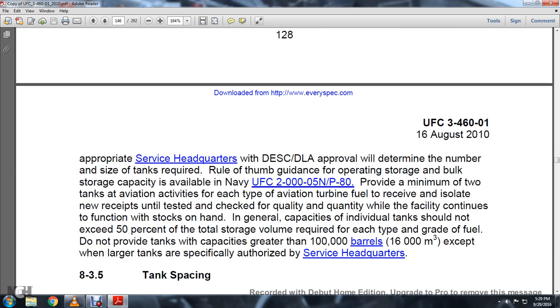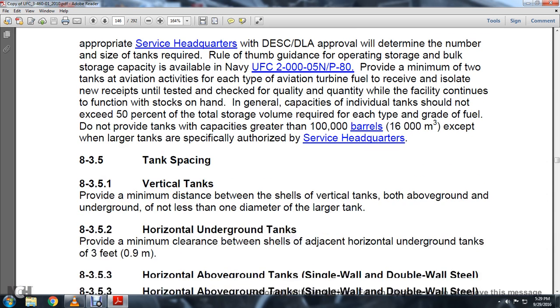UFC 0-100-5P. 05NP80 provides a minimum of 2 tanks for aviation activities. Each type of aviation turbine fuel is to be received into isolated receipt tanks until tested and checked for quality and quantity, while the facility continues to function with the stock on hand. General capacity for individual tanks should not exceed 50% of the total storage volume required for each type and grade of fuel, and tanks of capacity greater than 100,000 barrels should not be provided, except for larger tanks that are specifically authorized by the service headquarters.